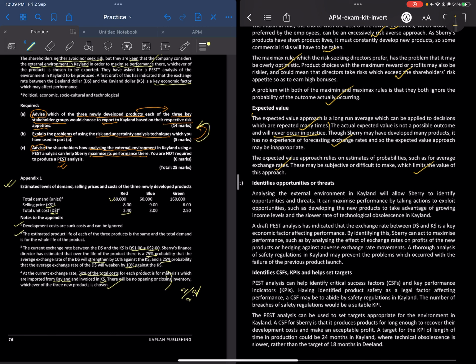Advise the shareholders how analyzing the external environment using PEST analysis can help Sberry maximize its performance there.